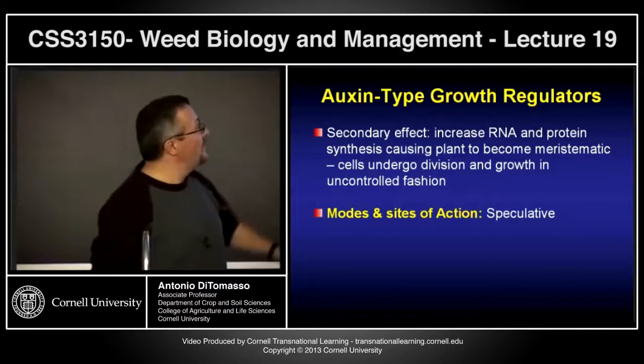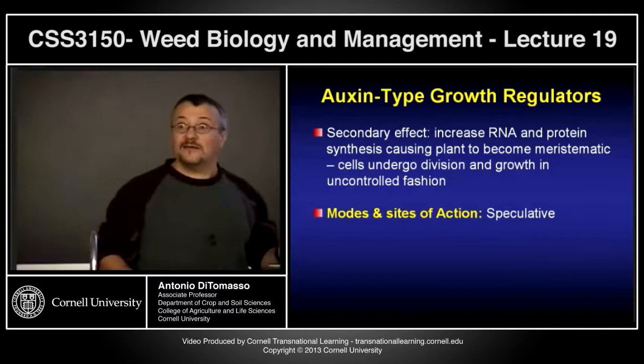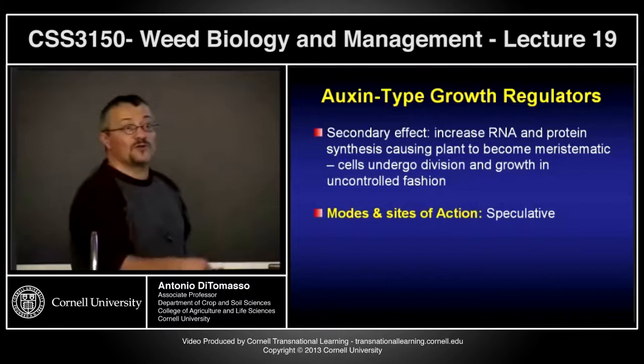And I think part of the reason is that we still don't know where these plants are actually killing, specifically what the site of action is. And I bet you the plants haven't figured it out either. And so they're trying, and so it might be multiple. And that's why I say that a secondary effect is this increase in ribonucleic acid, RNA, and protein, which causes the plant to become meristematic.